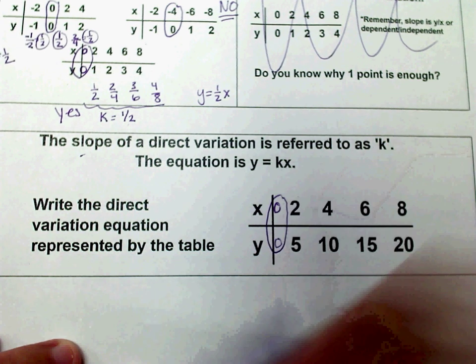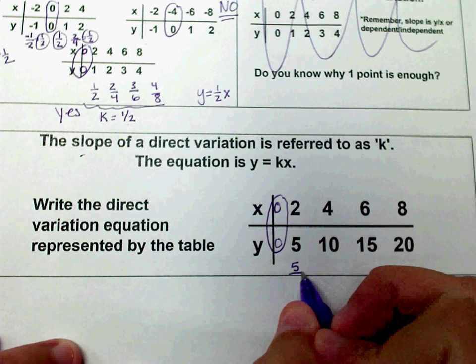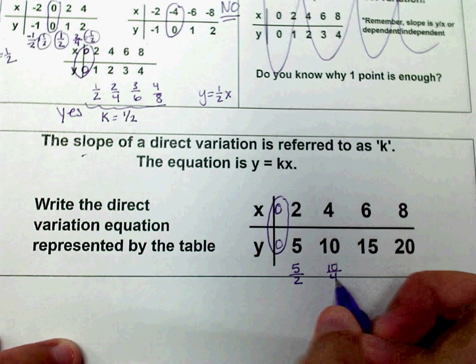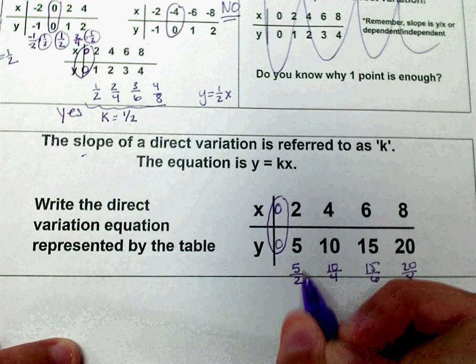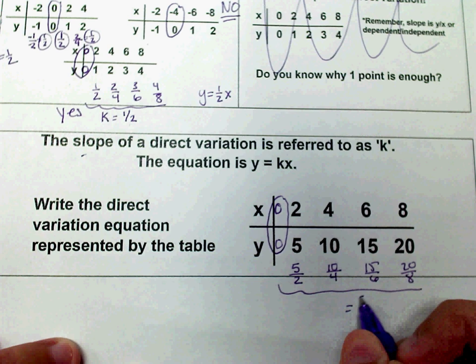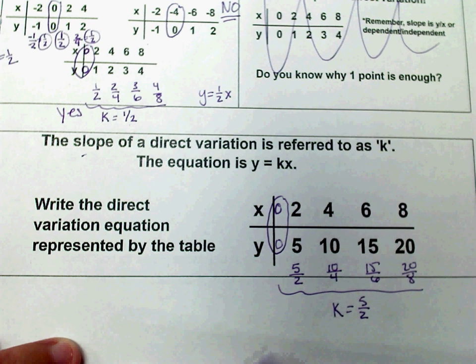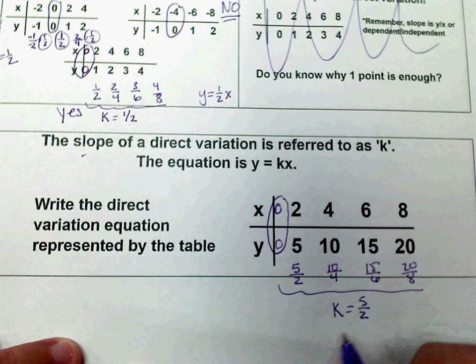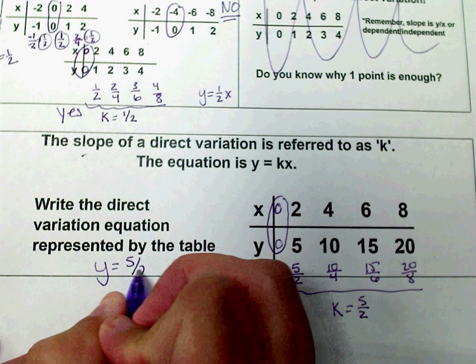Okay, and now we're going to divide these. So y divided by x, y divided by x, y divided by x, y divided by x. And all of these equal 5 over 2. So yes, it's a direct variation. This is our k, and it says to write the equation, and it's just y equals 5 over 2x.